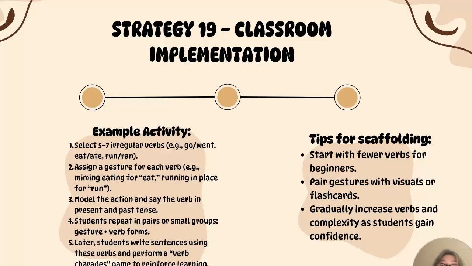For classroom implementation, an example activity: you can select 5 to 7 irregular verbs. For example, went, ate, eat, run, ran. Assign a gesture for each verb. So you're going to mimic eating, or running in place for run. You're going to model the action and say the verb in present and past tense.